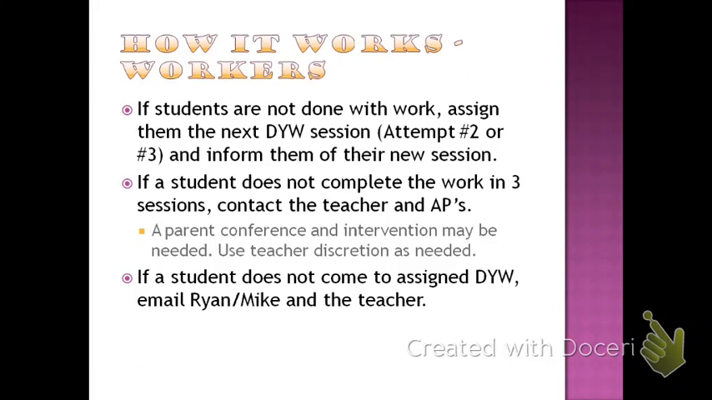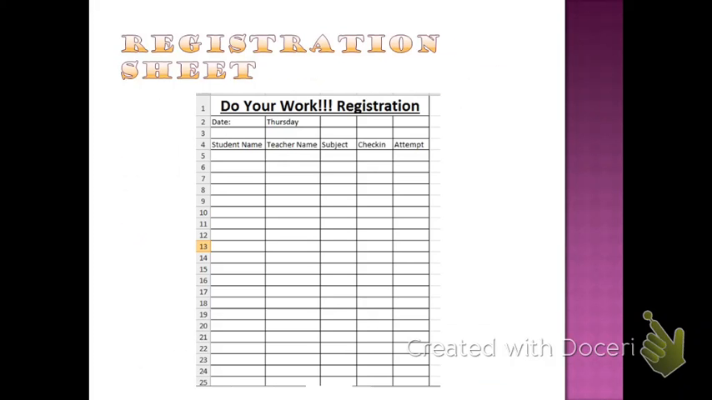At the end of the hour, if the student does not complete the work, you will need to assign them a second or third Do Your Work session. What you will do is in the attempt section of the registration form, just fill in number 1 or number 2.